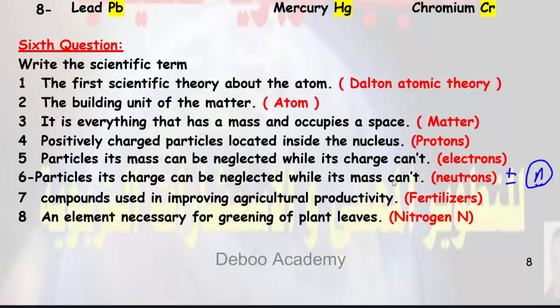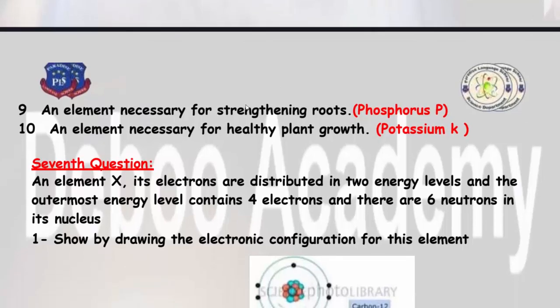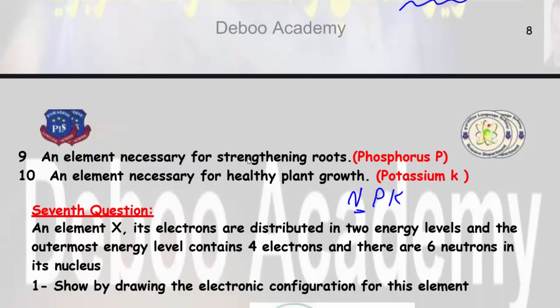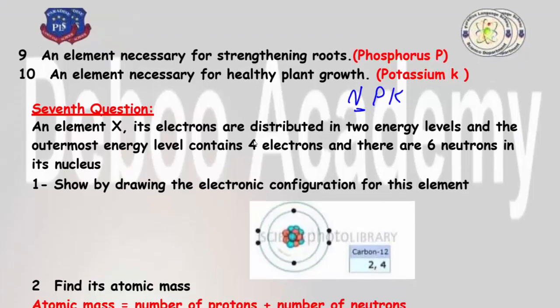The compounds used to improve agricultural productivity are fertilizers, NPK. An element necessary for greening the plant is nitrogen. Let's move to 9. An element necessary for strengthening roots is phosphorus, P. An element necessary for healthy growth of plants is potassium. So we have 3 in NPK: N for greening of plant leaves, phosphorus for strengthening roots, and K for healthy plant growth.